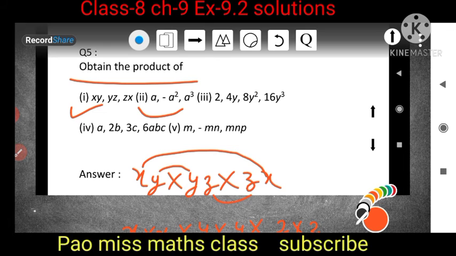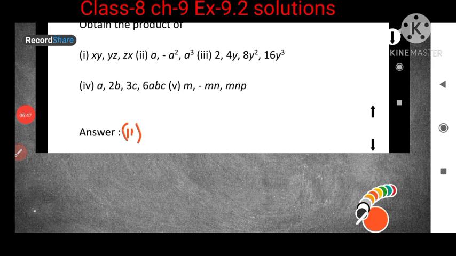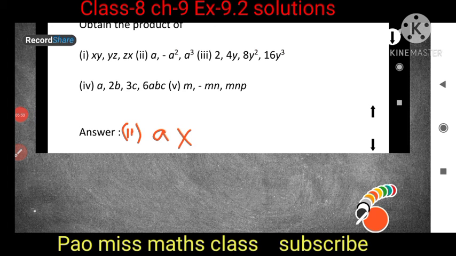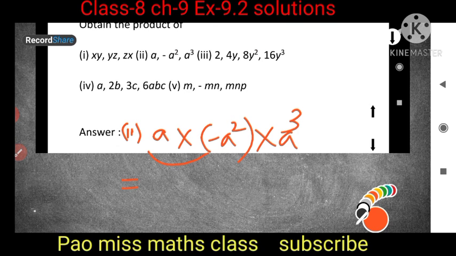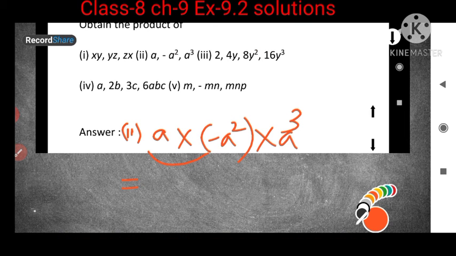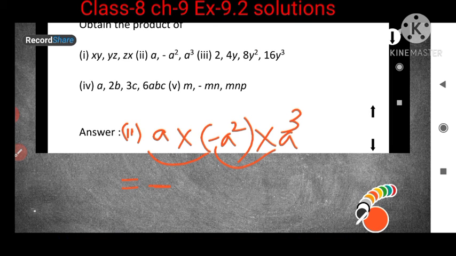Next question is given: a, then minus a square, then a to the power 3, isn't it? So how will you multiply them? So a, multiplied by minus a to the power 2, multiplied by a to the power 3. Now what will you do? One negative is there, isn't it? This is minus, and here no sign means positive. So positive and negative will make negative, and again negative and positive will make negative. So in your answer first you have to write minus, because one value is minus and you are doing multiplication, so the answer will also be a negative value.